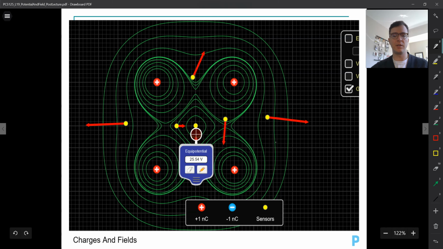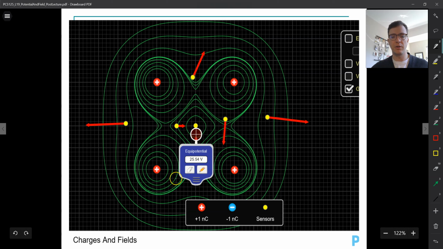And you can visualize that using this charges and fields applet. There's a link to this on D2L. I put up the 4 charges, and these yellow dots are sensing the electric field. So you can see there's an electric field this way here, and this way here, and this way here. I put one right at the center. You can see the arrow is not there, so there's no electric field.